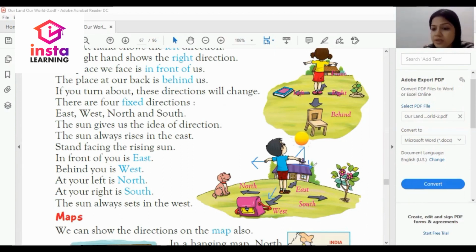Stand facing the rising sun, it gives you a clear idea of the position. The sun always sets in the west.